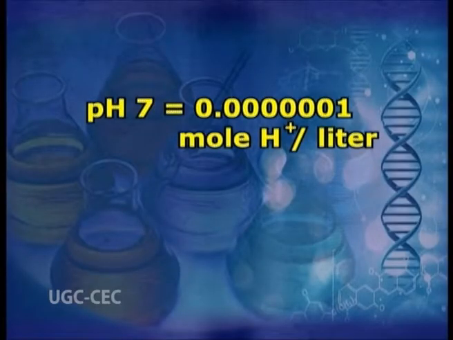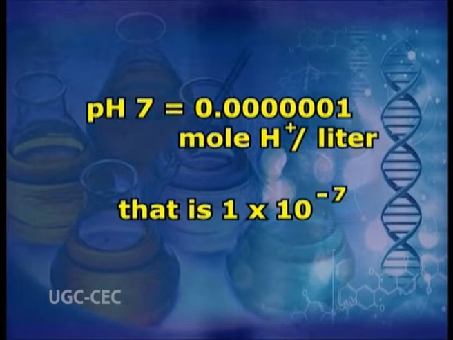A pH of 7 means that a solution contains one ten-millionth, that is 0.0000001, of a mole of hydrogen ions per liter. The number 0.0000001 is written as 1 times 10 raised to minus 7 in scientific notation, which indicates that the number is 1 with the decimal point moved 7 places to the left. To convert this value to pH, the negative exponent minus 7 is changed to a positive number 7.